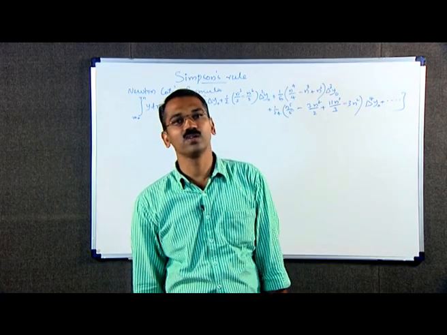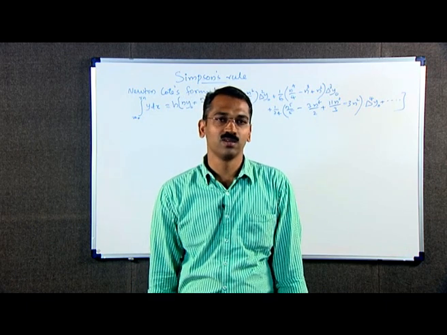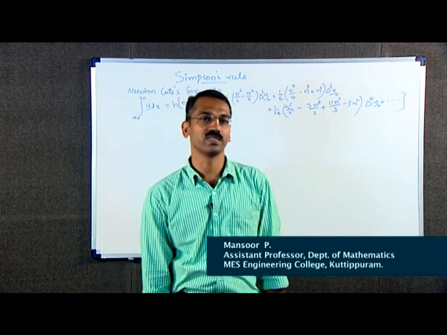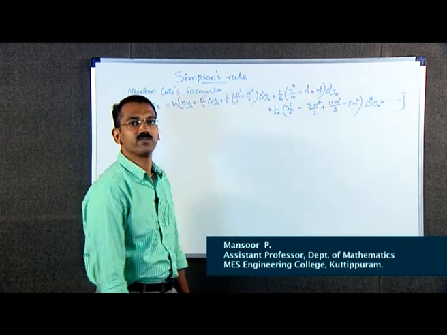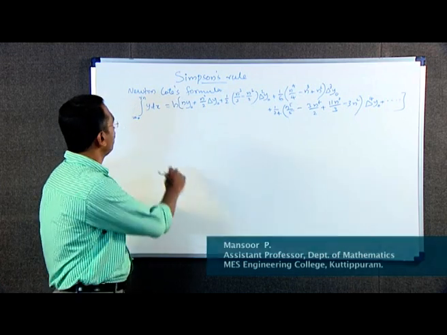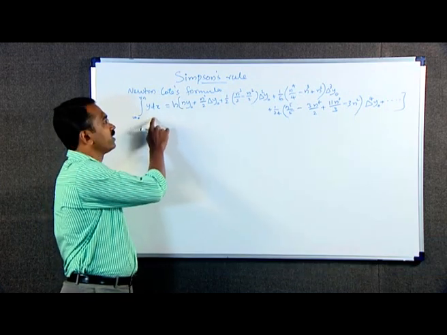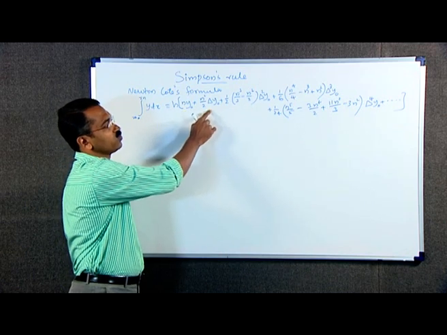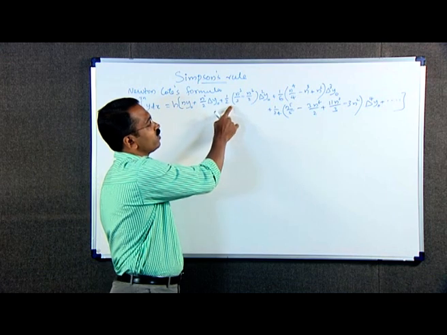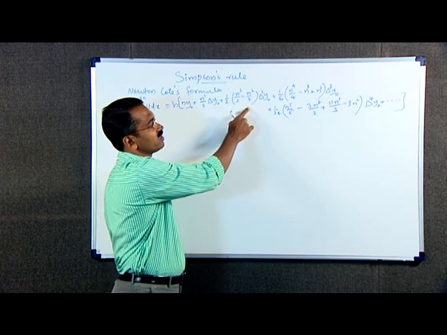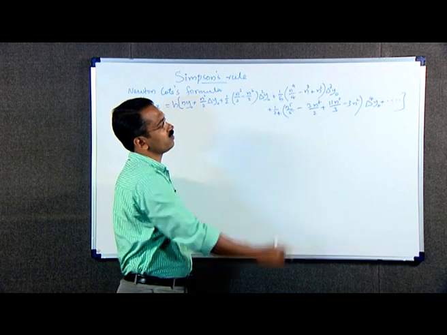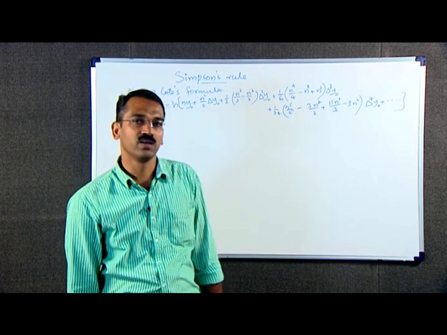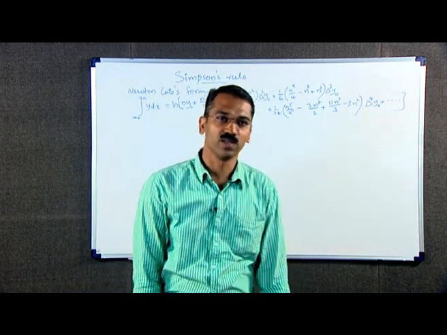Welcome back to the session on numerical integration. In this session, we shall discuss Simpson's rule of numerical integration. We have Newton's Cotes formula: integral from x0 to xn of y dx is equal to h into [n y0 plus n square by 2 into delta y0 plus 1 by 2 into (n cube by 3 minus n square by 2) into delta square y0 plus etc.]. This is a general formula known as Newton's Cotes formula.